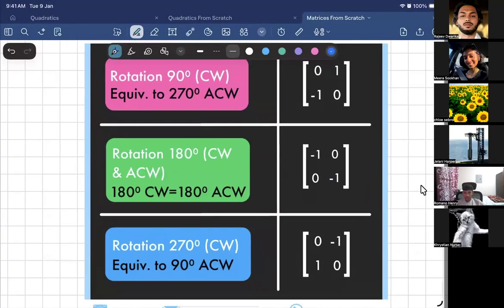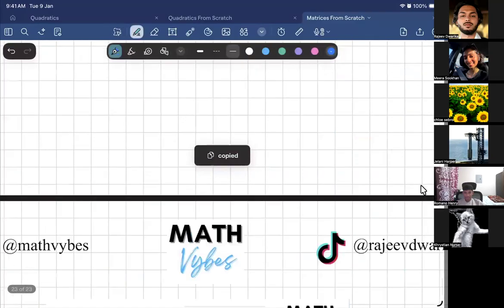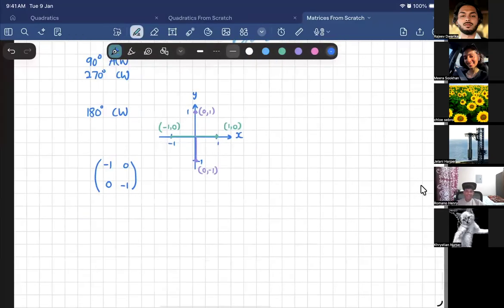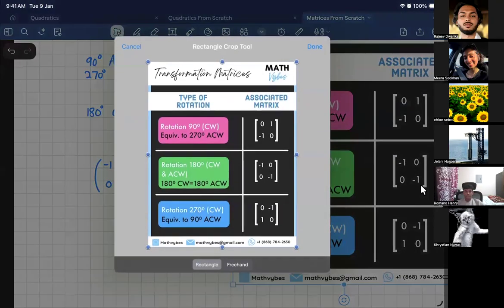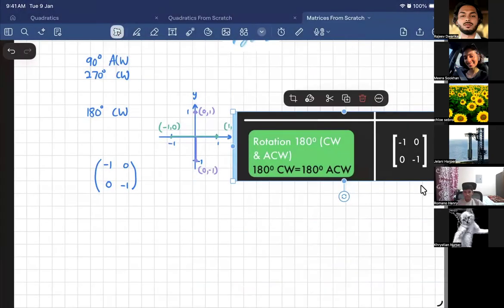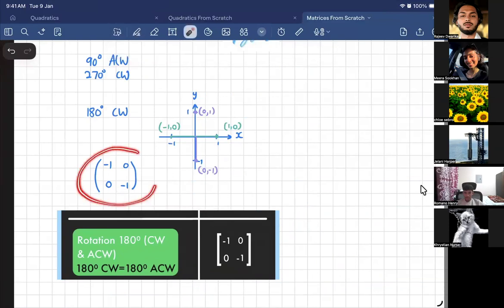Are you seeing that? Are you seeing how it goes? You don't have to remember anything. Once you know this, it's pretty powerful. Jelani, you seeing that? Yes, sir. What did we get? -1, 0, 0, -1.